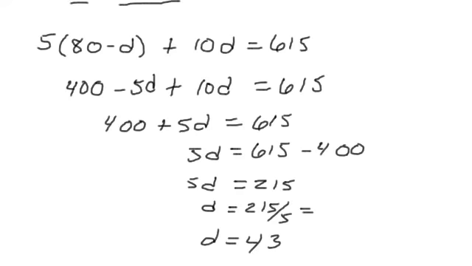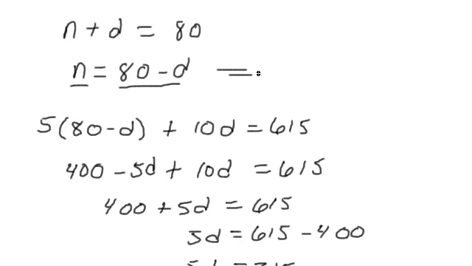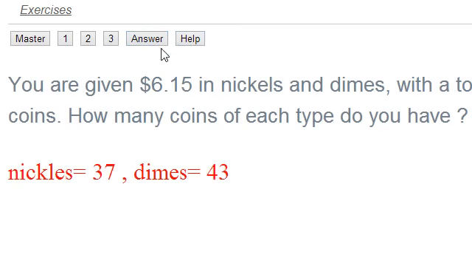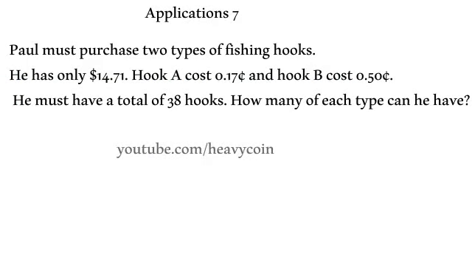Now to figure out how many nickels there are, just go up here. n is equal to 80 minus 43, and the number of nickels is 37. And that's what we got, 43 dimes and 37 nickels. So we're solving systems of equations in two variables. Alright, so let's see what we've got here.